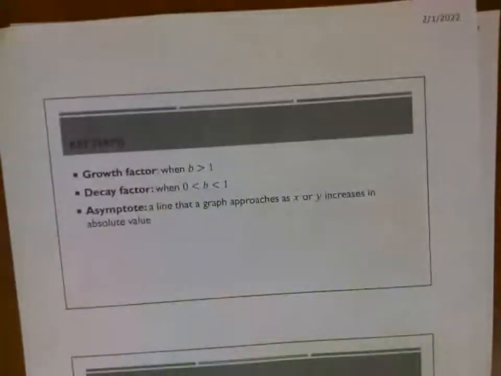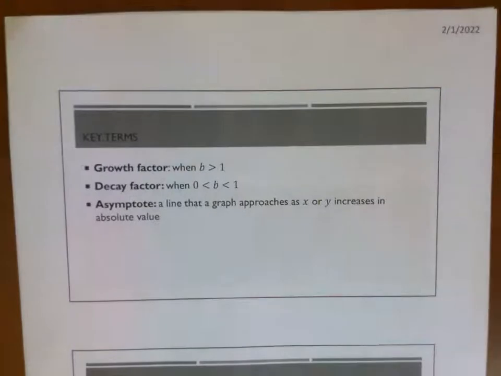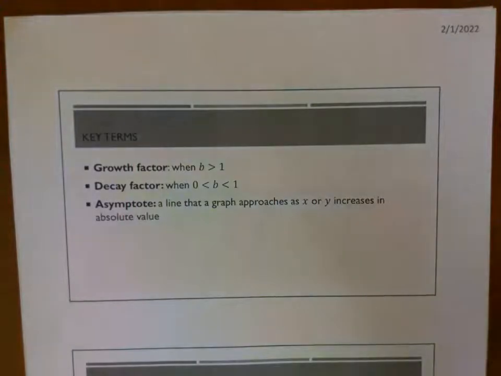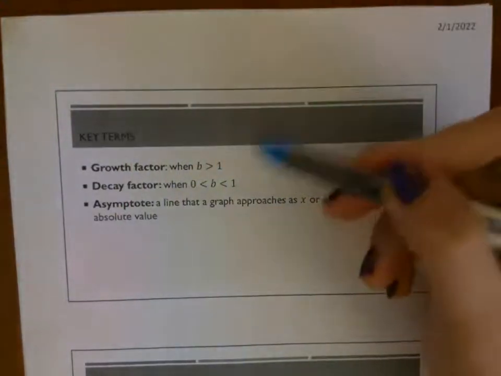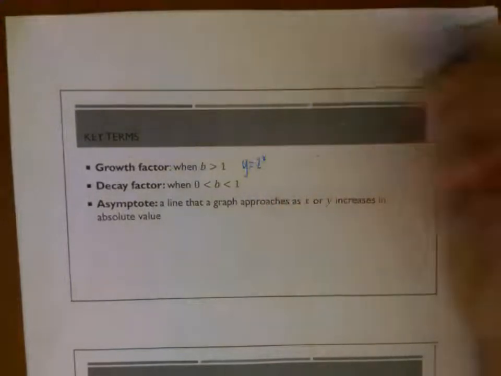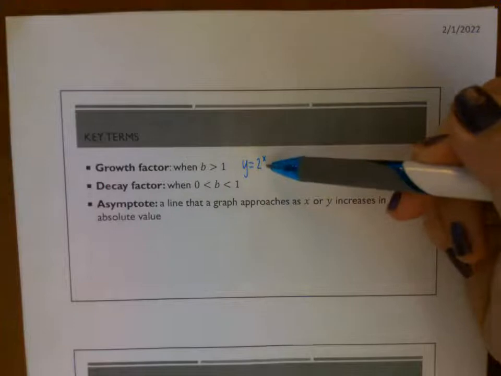So let's look a little bit more. Some key terms you need to know are growth factor and decay factor. Growth factor is when b is greater than 1, and decay factor is when b is between 0 and 1. So the last example that we looked at was y equals 2 to the x. That would be an example of growth factor because the value that is being raised to the x is bigger than 1.